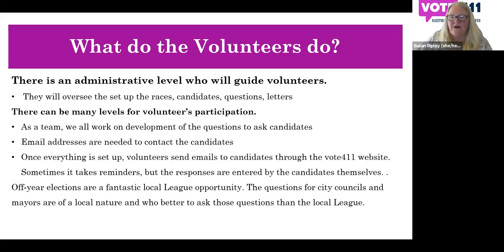So what can you do as volunteers? Well, we as a team develop questions that we ask the candidates. Very important, the number one most important thing is finding email addresses for the candidates. If a person just volunteered to help find email addresses, that's huge. We send invitations to candidates asking them to participate, which includes some follow through.